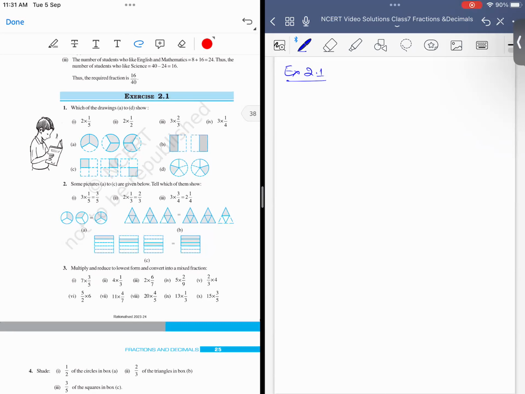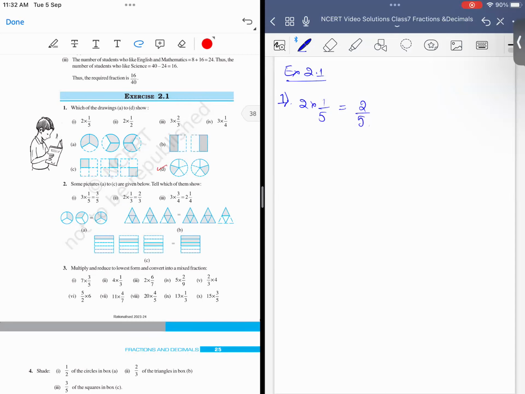Question number 1 is saying, which of the following drawings A to D shows 2 into 1 by 5? Basically, this is a match the column. So 2 into 1 by 5 means what? After multiplying, it is 2 by 5. Now, which of the four options is representing 2 by 5?